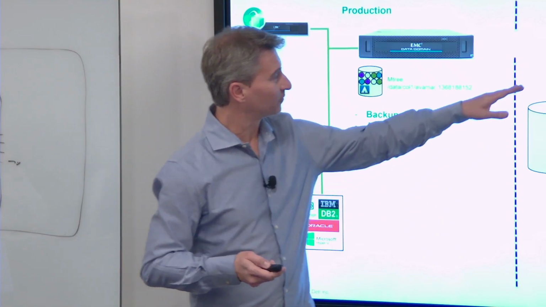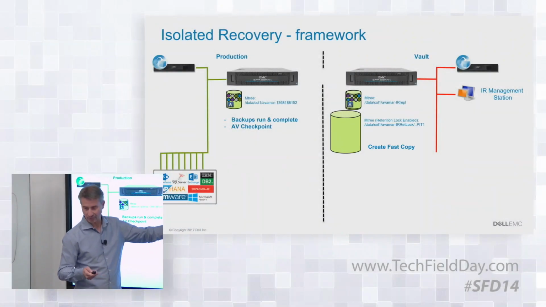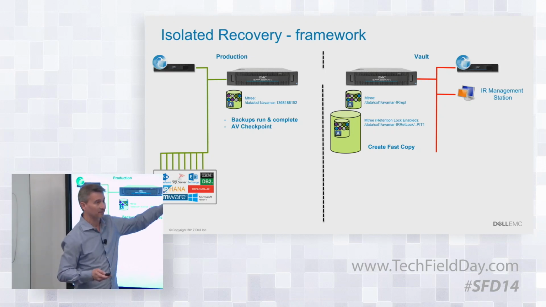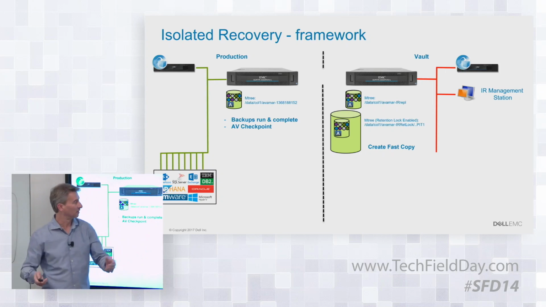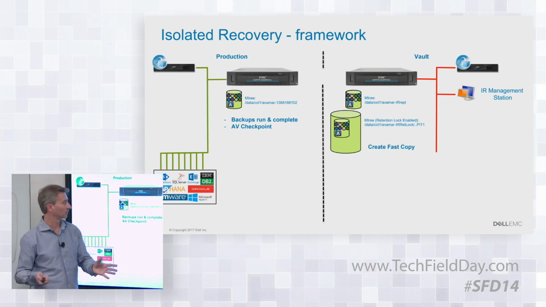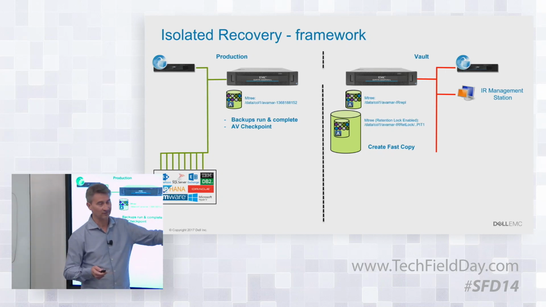Okay, so now we've got a copy. We've created that MTree for retention lock, and now we're going to make a copy of that, and we're going to set a point in time. We're going to set the retention lock for, let's say, 5 days, 10 days, 15 days, whatever it takes to copy the data. We use fast copy for that.